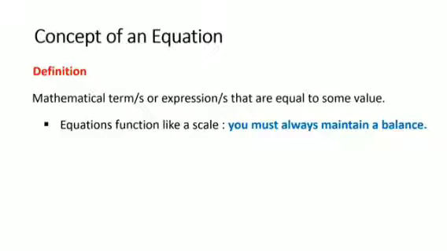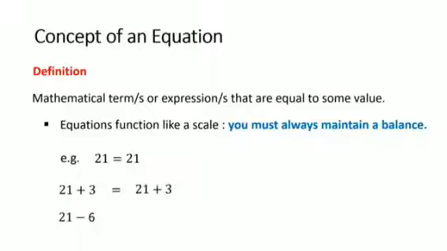Here are some examples. If I had 21 equals 21, this statement is true. And to maintain this statement being true, if I were to add 3 on the left hand side, then for it to be true, I must add 3 on the right hand side to maintain the balance. Whatever I do on the left hand side, I must do on the right hand side to maintain the balance.